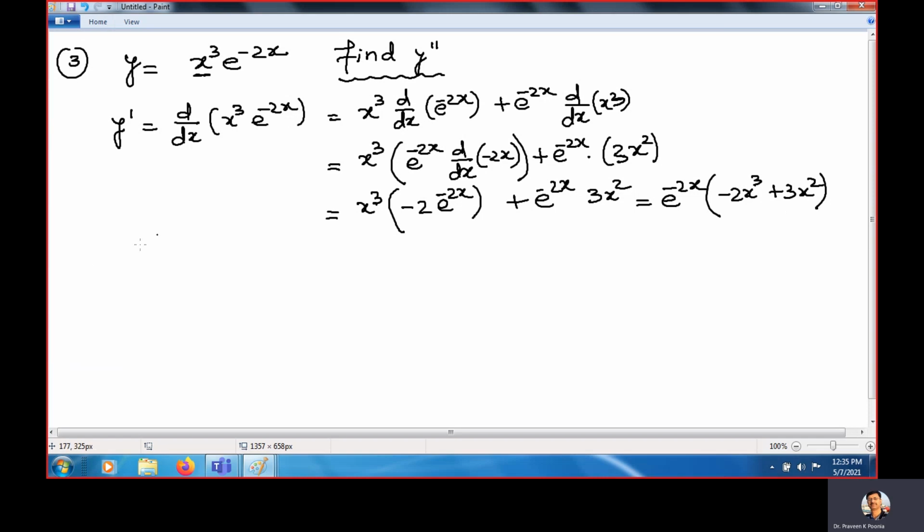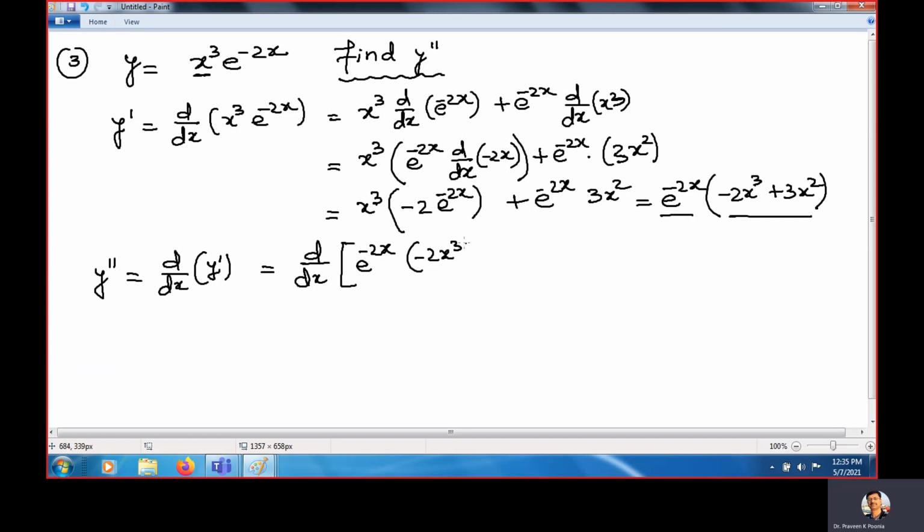Now to get the second derivative, what we need to do? Derivative of y dash. The derivative of y dash is what? This is the first term, this is the second term. Okay, so let us write d by dx of e power minus 2x into minus 2x power 3 plus 3x power 2.